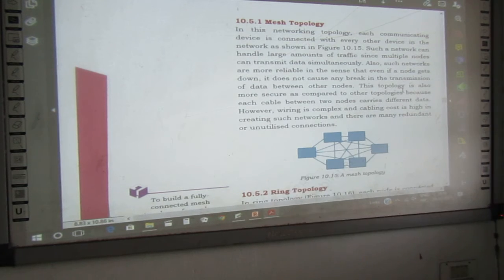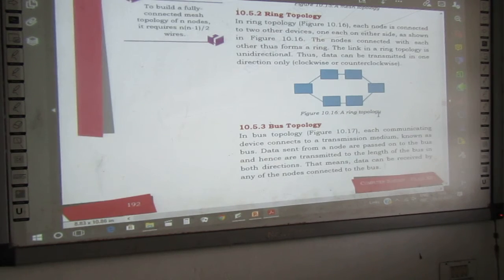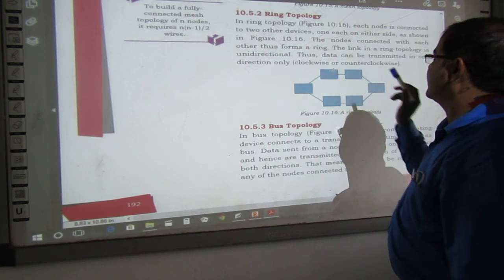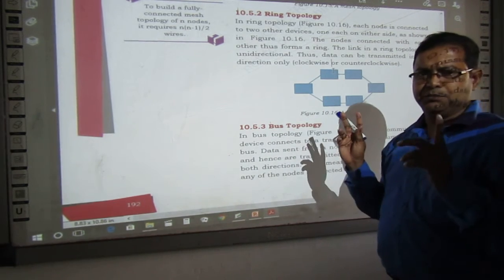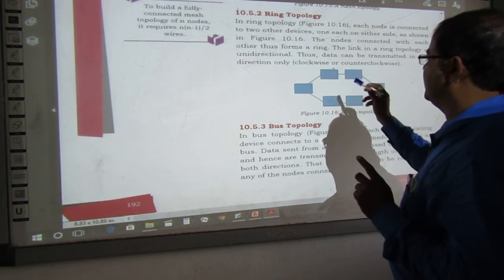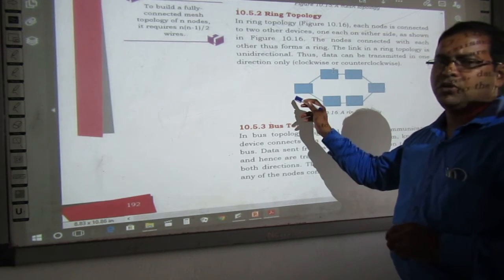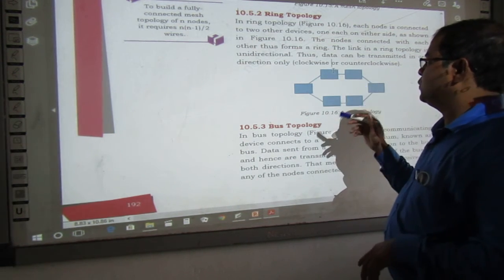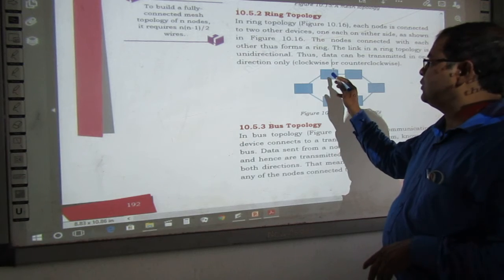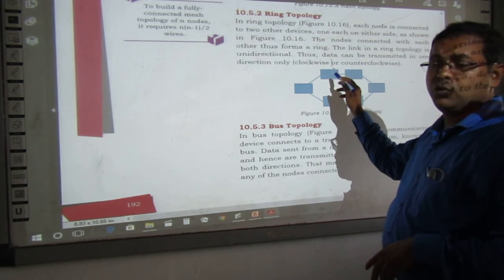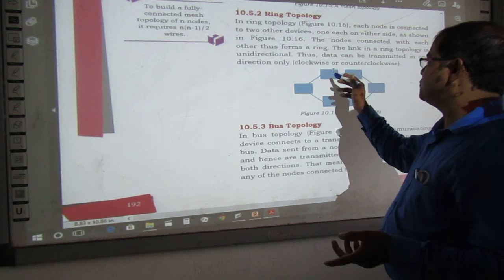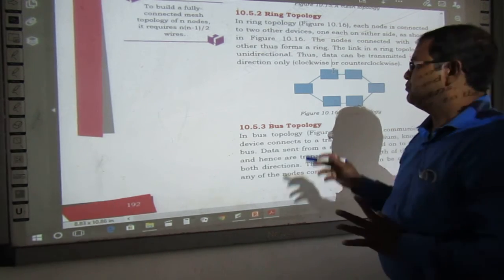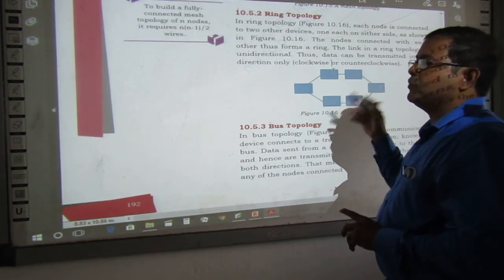Now the ring topology. Here every node is interconnected with other nodes through only two end systems. Like node 1 is connected to node 5 and node 2 through a single medium, a single wire. So it is not required to connect each node to every other node. So this forms one ring.